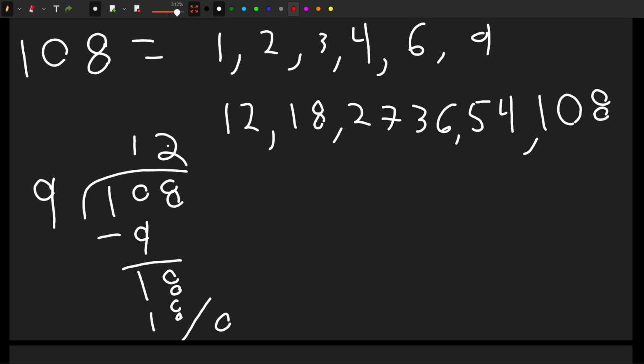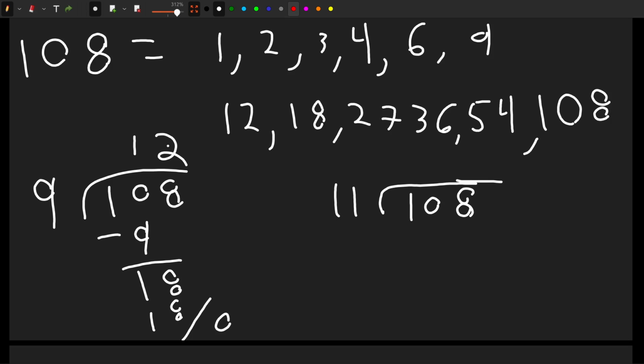For 10, since this number, 108, does not end in a 0, it's not divisible by 10. So we don't even need to try that. What about 11, though? We can try 11. Chances are I don't think this is going to work. We can try it. 11 goes into 1 no times. 11 goes into 10 no times.